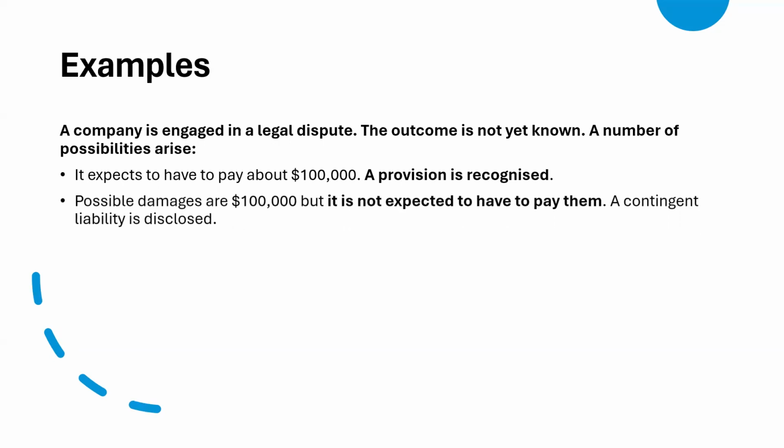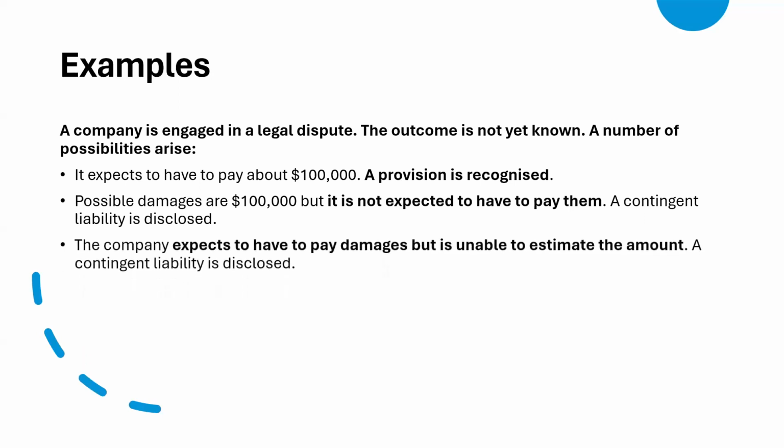Two, possible damages are $100,000, but it is not expected to have to pay them. A contingent liability is therefore disclosed. Okay? Why? There's some sort of possibility. Okay? The company expects to have to pay damages, but it is unable to estimate the amount. The result, a contingent liability is disclosed. Why disclose? Because there's some sort of expectation.